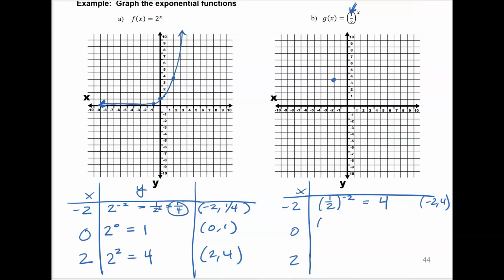And then 1/2 to the 0 power is just 1, so that gives you the point 0, 1. And then 1/2 to the second power is 1/4. And again, you could use your calculator if you need to, or actually write that out, 1/2 times 1/2, and multiply fractions that way.